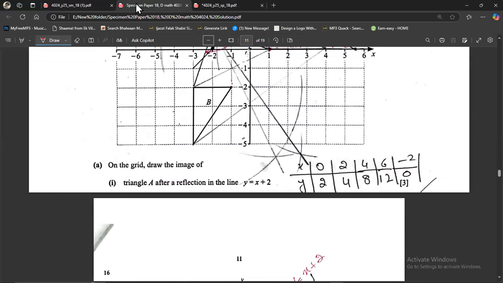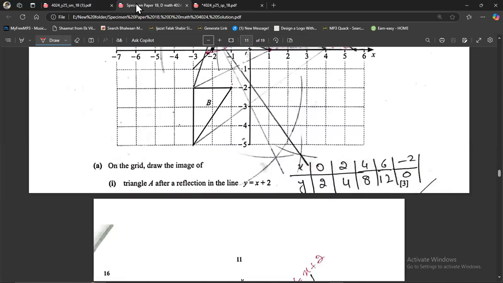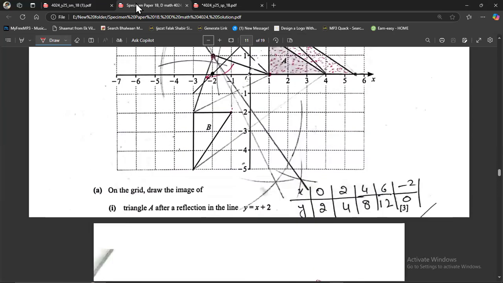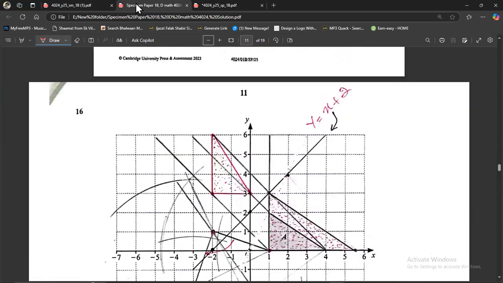So the table for this: for x, I will take let's say 0, 2, 4, 6 and minus 2. The y will be 2, 4, 8, 12 and 0. So I will plot these points on this graph. At 0 you have 2, at 2 you have 4. So I will join them. So this is the line of reflection, y equals x plus 2. I draw that line and now this is the line of reflection.